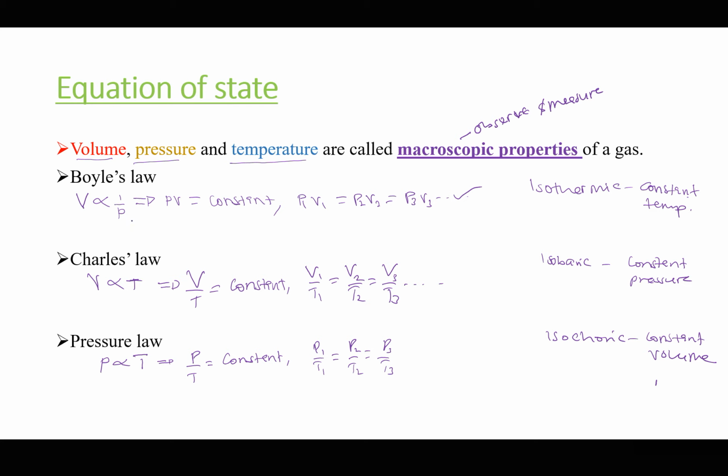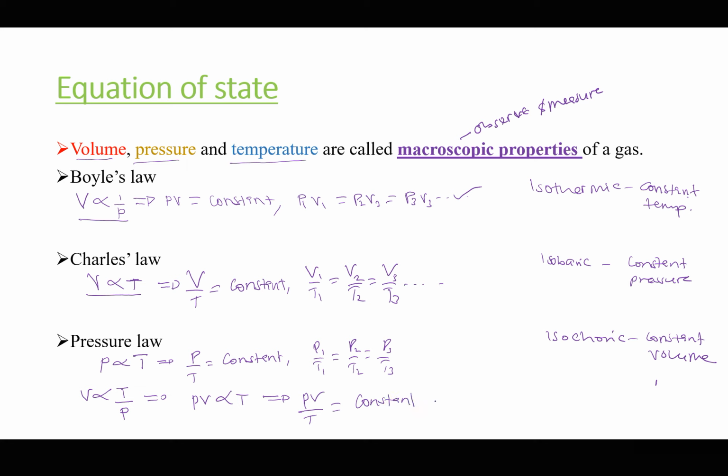Law number one, volume is inversely proportional to pressure. Law number two, volume is directly proportional to temperature. If volume is inversely proportional to pressure and at the same time directly proportional to temperature, you will notice as a mathematician that volume is directly proportional to temperature and at the same time inversely proportional to the pressure. What does this imply? This implies that PV is directly proportional to temperature, which simply implies that PV over T should be equal to a constant.